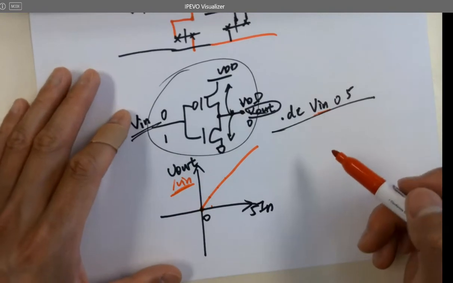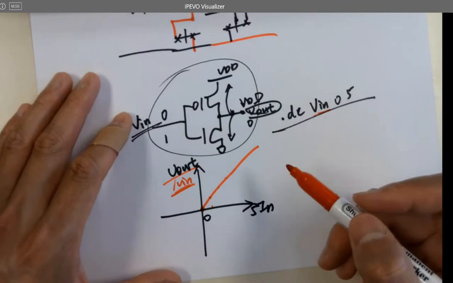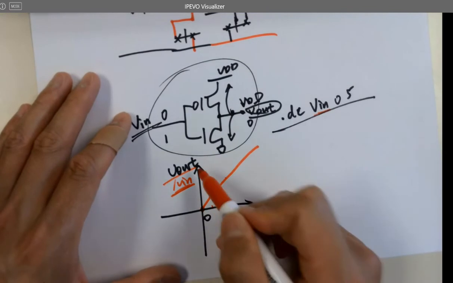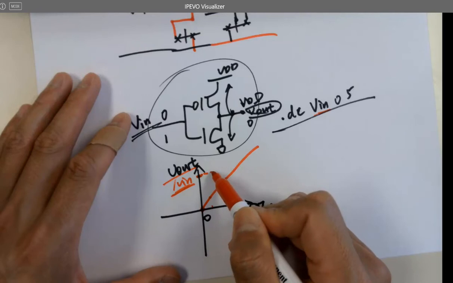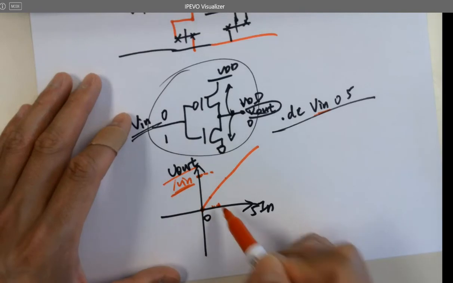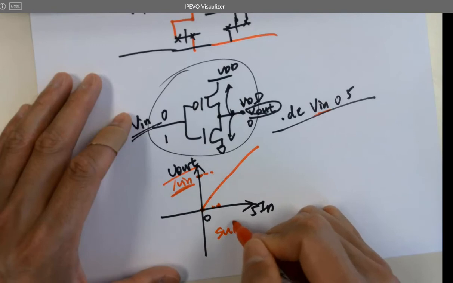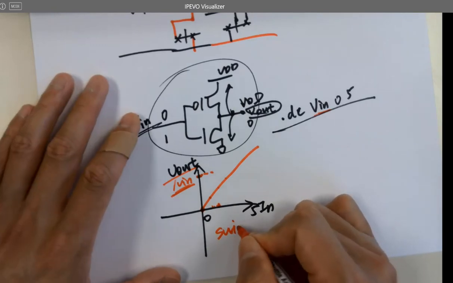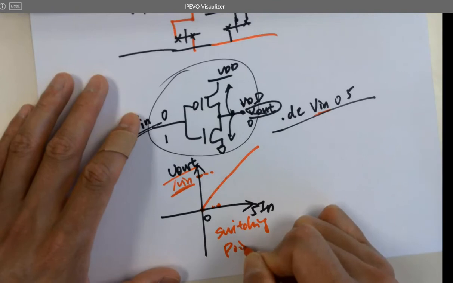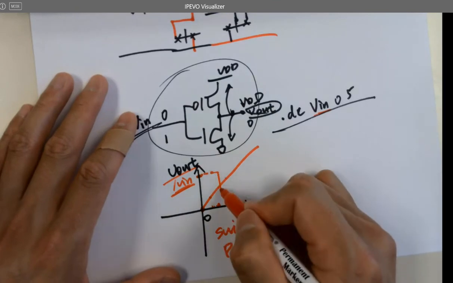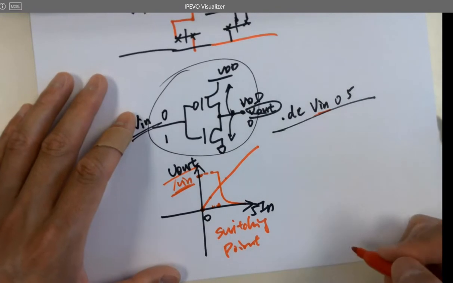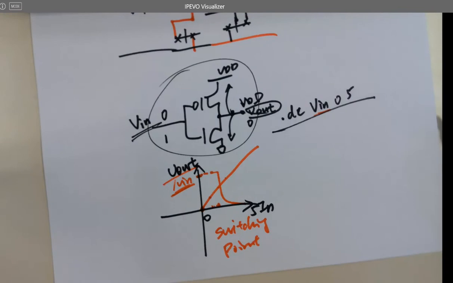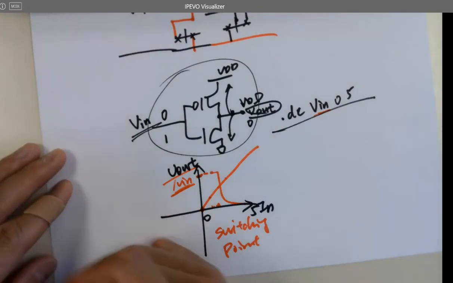What about V out? If I probe V out, when V in is 0, V out is what? 5. It's going to be 5 for a while, right? Whenever this reaches a point, it's called the switching point. We're going to show you how to calculate it later. It's going to start to fall like that until 0, right? Make sense? Okay, we'll cover more about this on Friday.